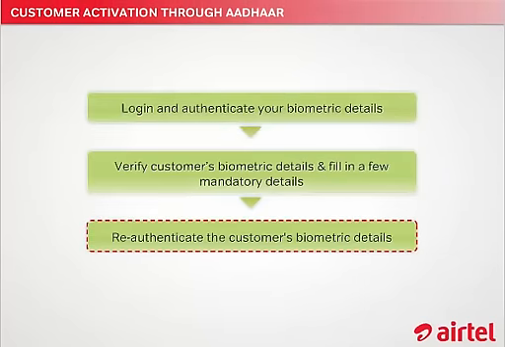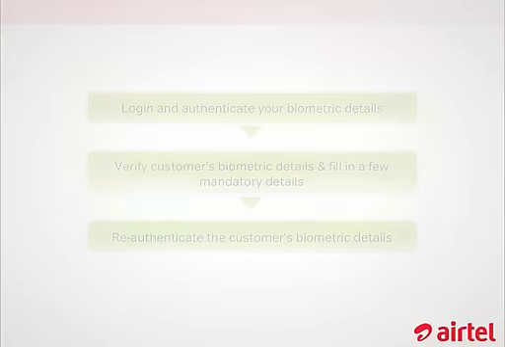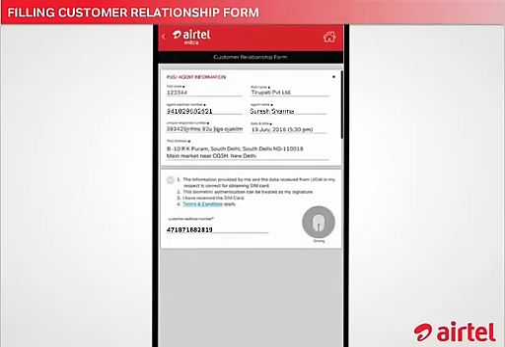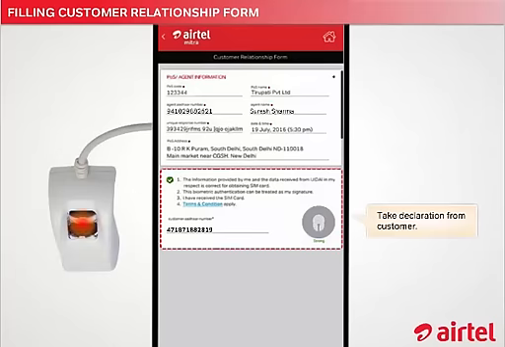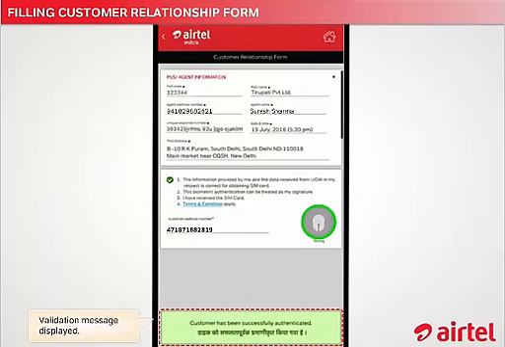Once you have filled all the mandatory fields in the customer relationship form, the customer's biometric details are authenticated. After filling all the details in the CAF, you need to take declaration from the customer by capturing his biometric scan once again. However, the biometric icon will be enabled only after all the mandatory details have been filled. A validation message will be displayed in case of successful authentication.